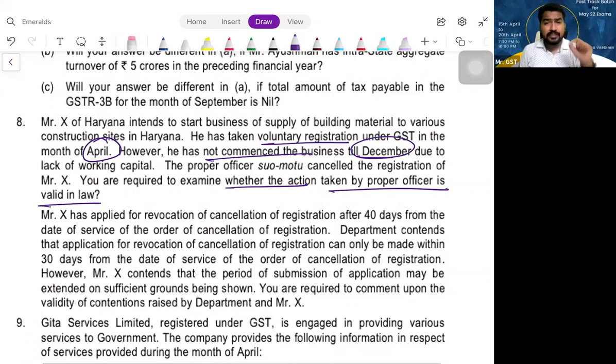So whatever the action taken by the proper officer is very much valid in the eyes of law. Correct. So now, the first thing they asked us is whether the action taken by the proper officer is valid in law. Absolutely, it is valid. Okay, fine. Valid. Is that the only question?